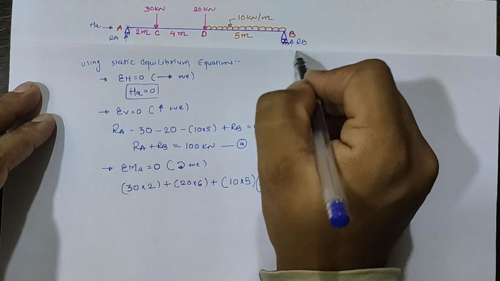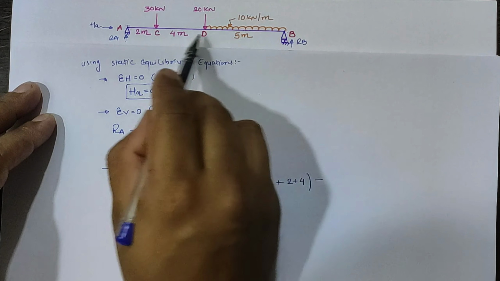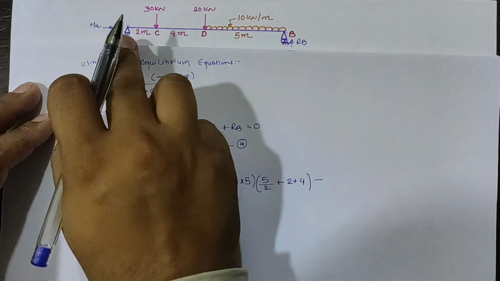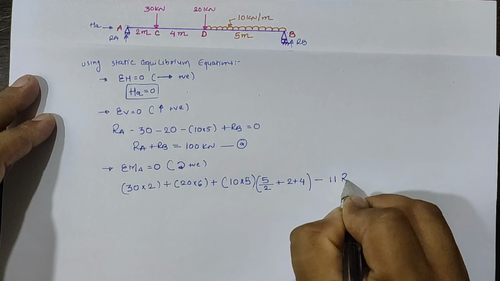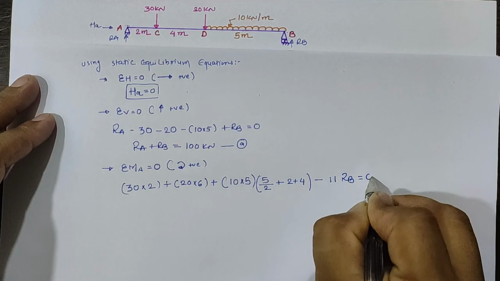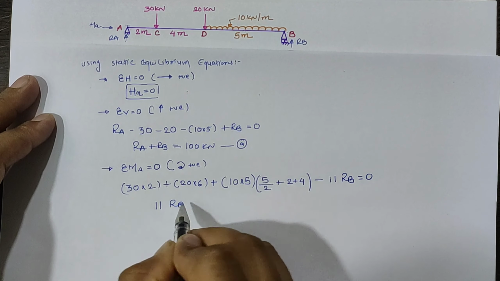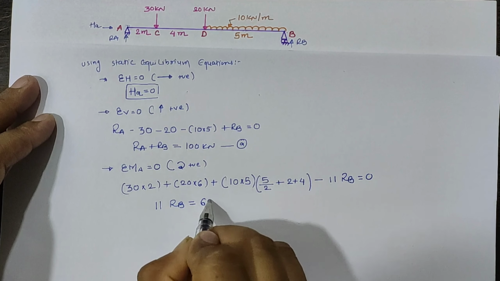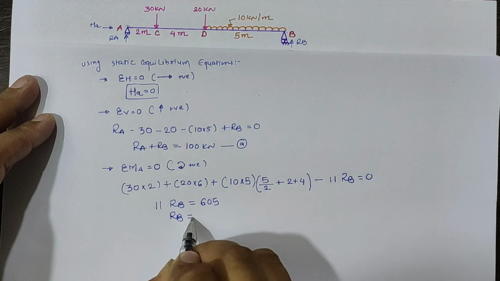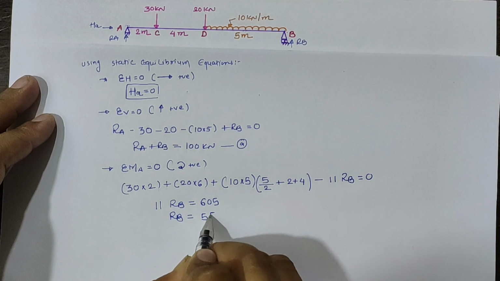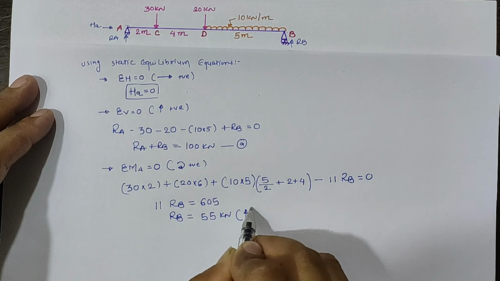Now for RB it is an anti-clockwise moment, hence it is negative, and the total distance from point A is 2 plus 4 plus 5, which is 11, so 11 into RB, equal to 0. Now solving this, we have 11 times RB equal to 605. Hence our RB is equal to 55 kilonewton, and the value is positive, which means that our assumption is okay.